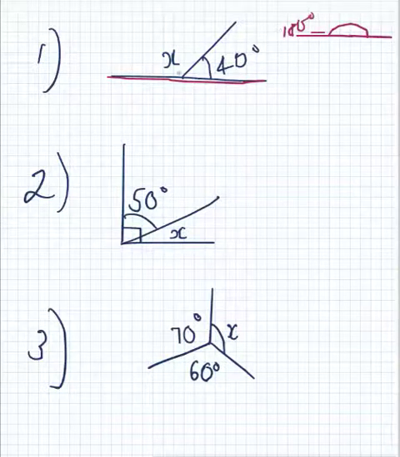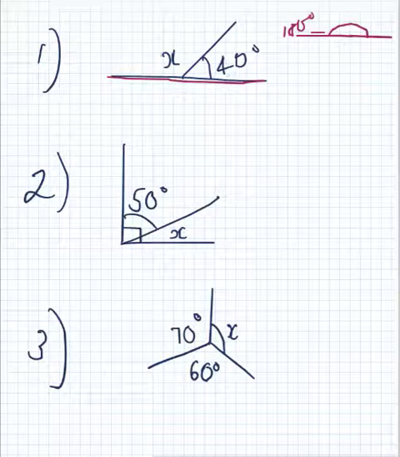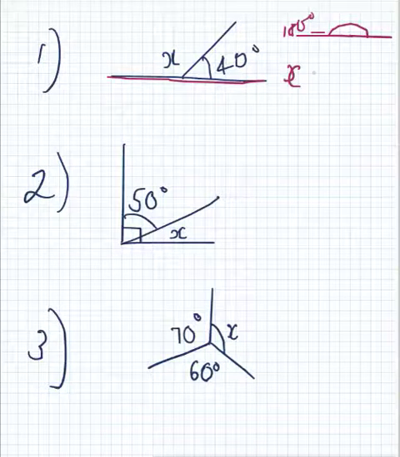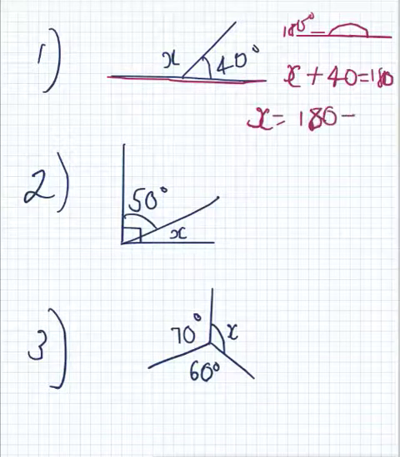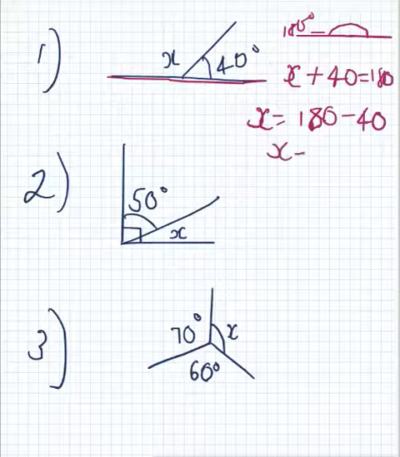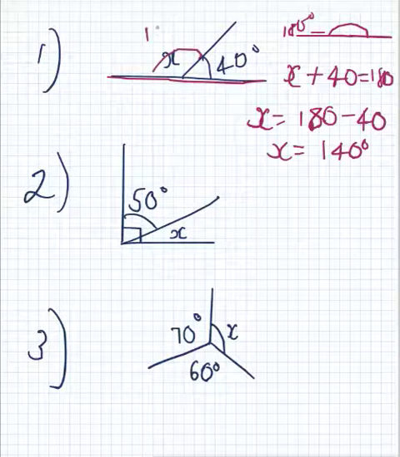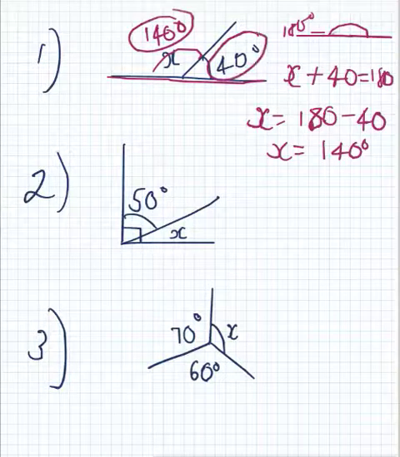So that means I know that x plus 40 has to equal 180. When you're doing this, it's good to write an equation to show some working out. So we know that x plus 40 degrees has to add up to 180. And then we just solve the equation. And we end up with x equals 180 minus 40. And yes, you could have done this mentally. And 180 minus 40 is just 140 degrees. And so this angle in here has to be 140 because these two, 140 and 40, add up to 180.